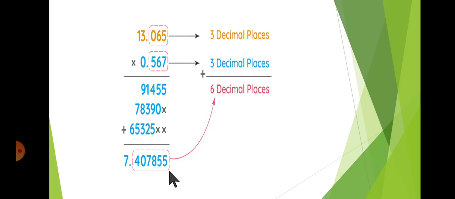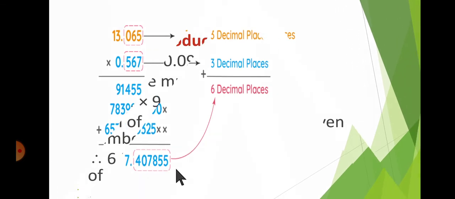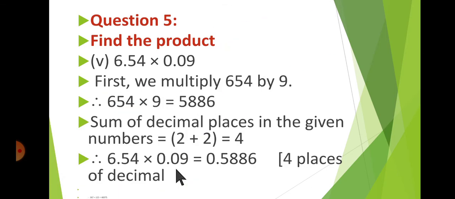So let's see in the answer. From here, you count the 6 decimal places, 1 2 3 4 5 6. Then you insert the decimal from the ones place and you move to the left side. Don't move to the right side, you move to the left side. Okay, let's see a question related to this rule, which is question number 5.